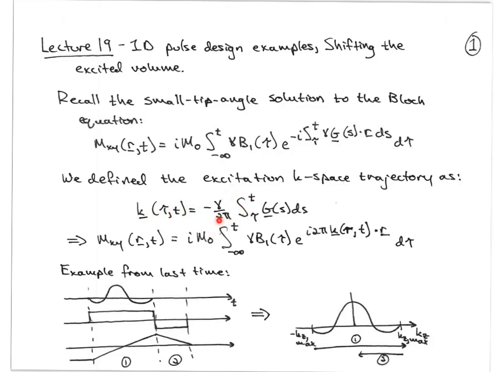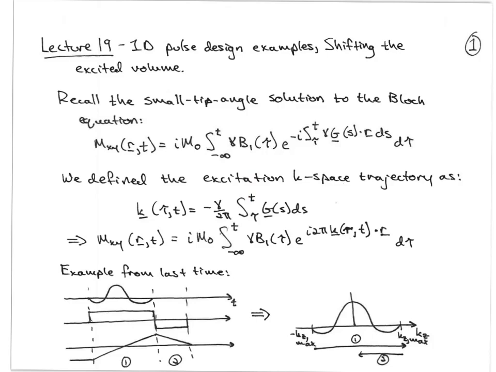We also pulled the 2 pi out here before, but it can be in radians per centimeter or cycles per centimeter. But the important thing is that it's proportional to gamma times the integral of g, and it specifically is the integral from the current point in time to the end of time. And so this is really the fundamental feature that is different between excitation and reception k-space.